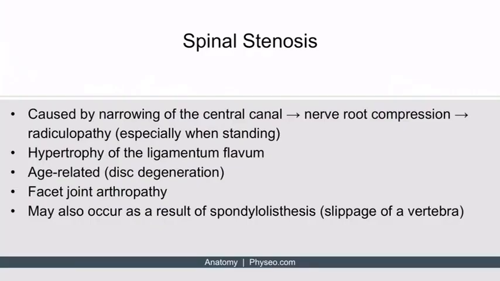Spinal stenosis is exactly what it sounds like, narrowing of the spine. However, this is kind of a vague term. So more specifically, it's caused by narrowing of the central canal. This results in compression of a nerve root, which then causes radiculopathy. For step 1, it's high yield to know that the symptoms are worse when standing and alleviated when the patient bends forward, such as when riding a bike. Let's pull up an image so you can see why this happens.